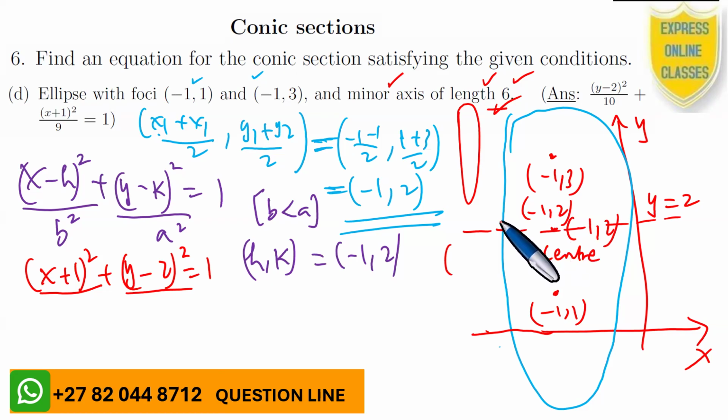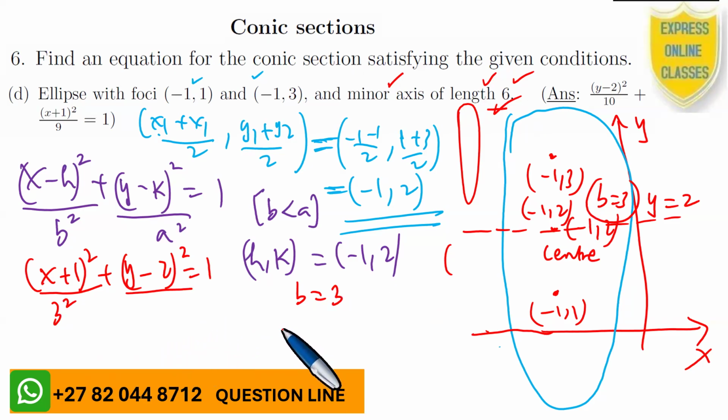Then you're going to drift 3 units. The fact that you're drifting 3 units gives you b. B is 3, because b is the distance from the center to the end of the minor axis. So the fact that this is 6, you half it, 3, 3, and this means that b is 3. You've already got b, which means you're going to have 3 squared. You just need the a now.